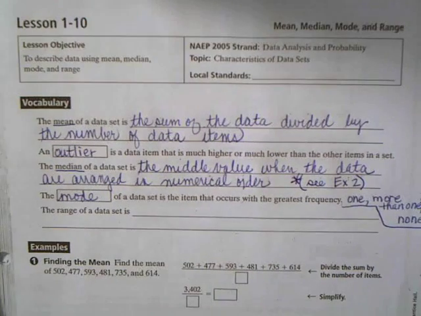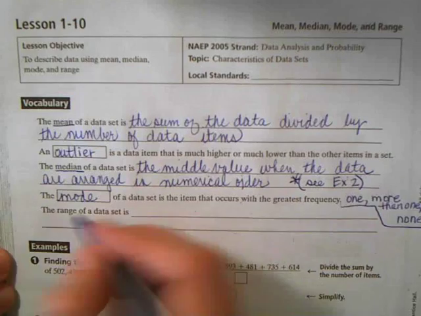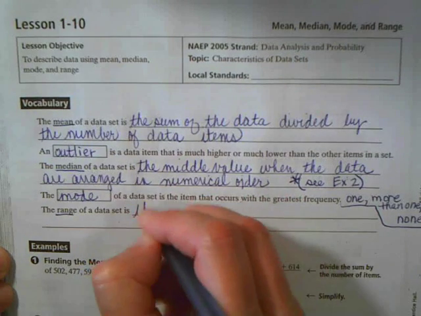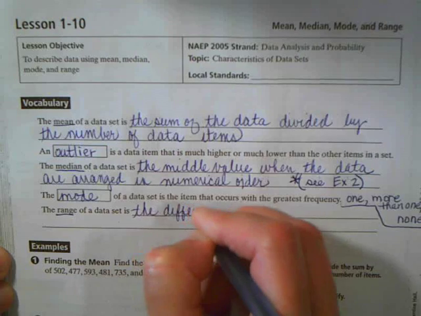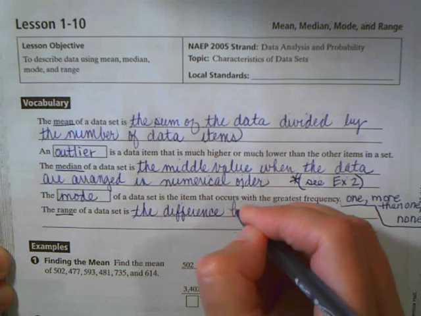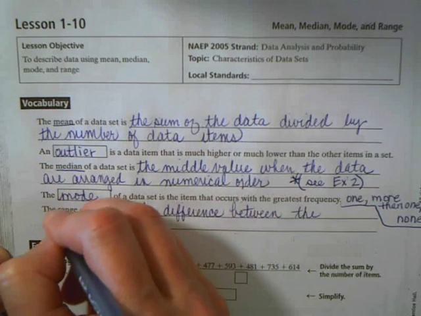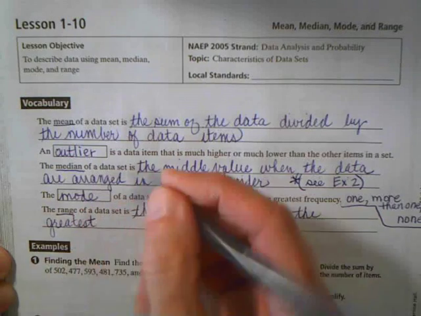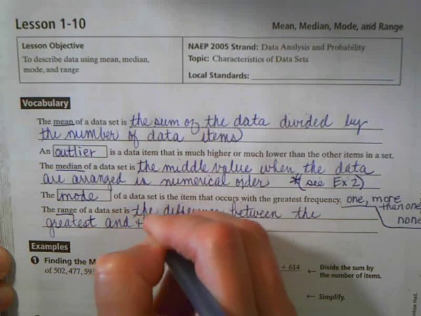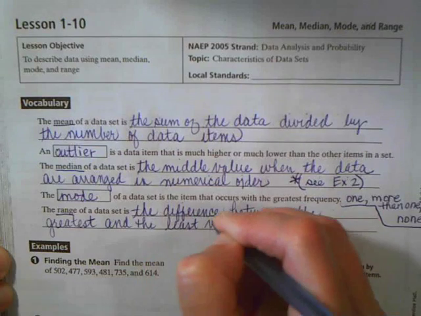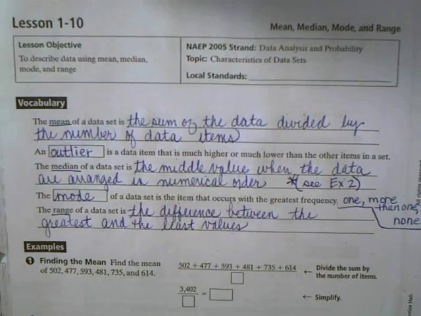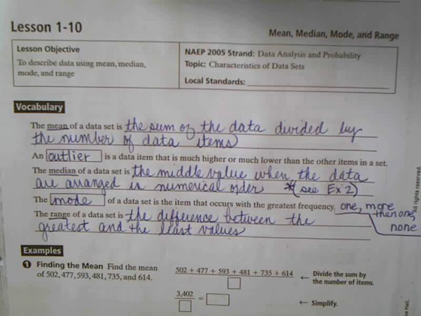number of times. Okay, and finally, the range of a set of data is the difference between the greatest and the least values. So you find the greatest value, and from that we subtract the least value, and that gives you the range. It's basically the difference between the high and the low, if you want to think of it in different terminology.